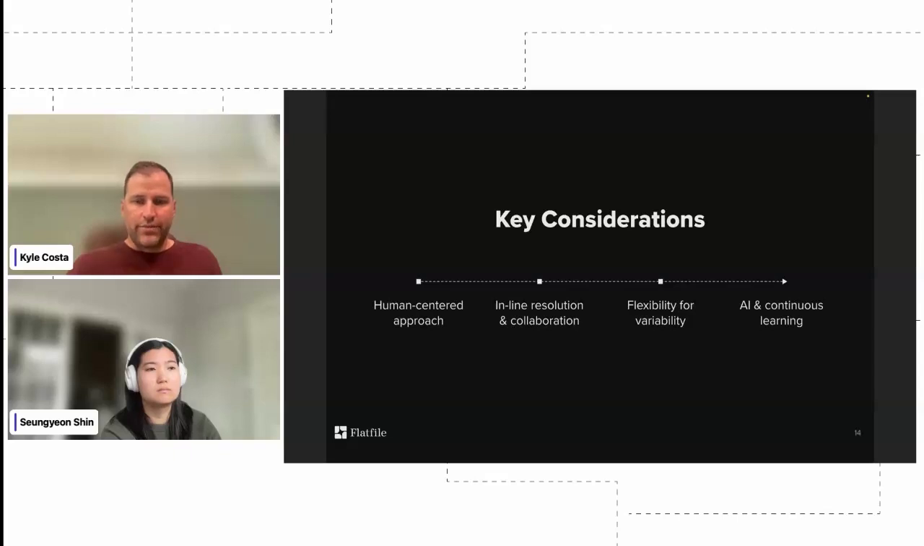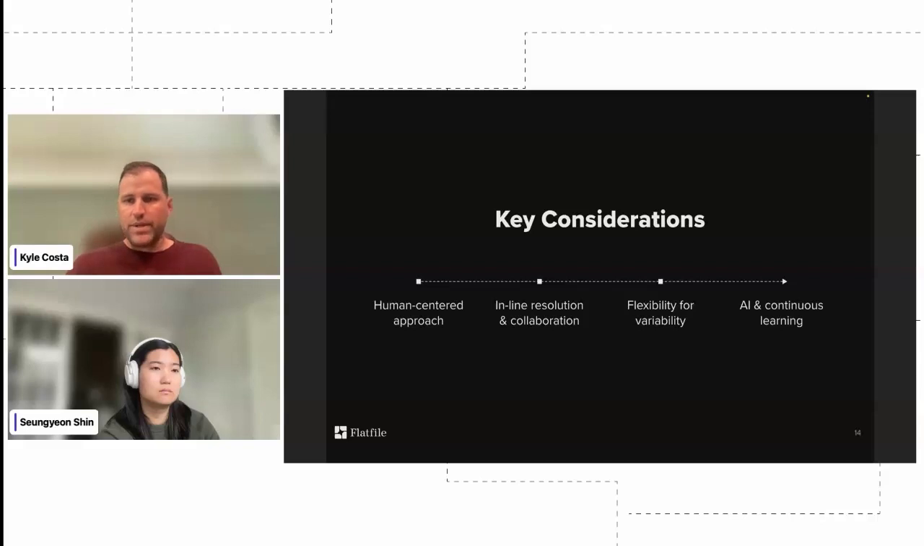The third one would be flexibility for variability. I think this is also another really important one here. Going back to 2018, the first version of Flatfile was even a lot more rigid than what you see today. And we found that you need to provide a very flexible solution to account for that variability that you're undoubtedly going to encounter between customer to customer.